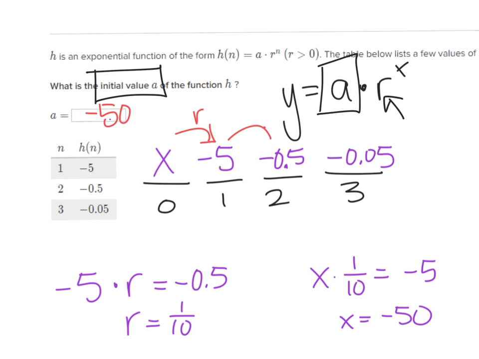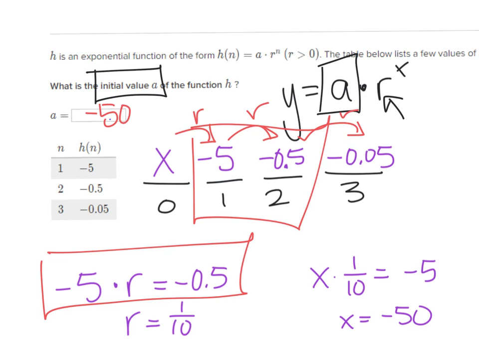Okay, if you didn't recognize that, you'd go through the same procedure. We know we multiply by r, multiply by r, multiply by r. So I looked at these two values here, and I said, all right, negative 5 times r is negative 0.5. Divide negative 0.5 by negative 5, and we get that the common ratio is 1/10, meaning multiply by 1/10, multiply by 1/10, multiply by 1/10. Notice how that's the same thing as multiply by 10, multiply by 10, multiply by 10.